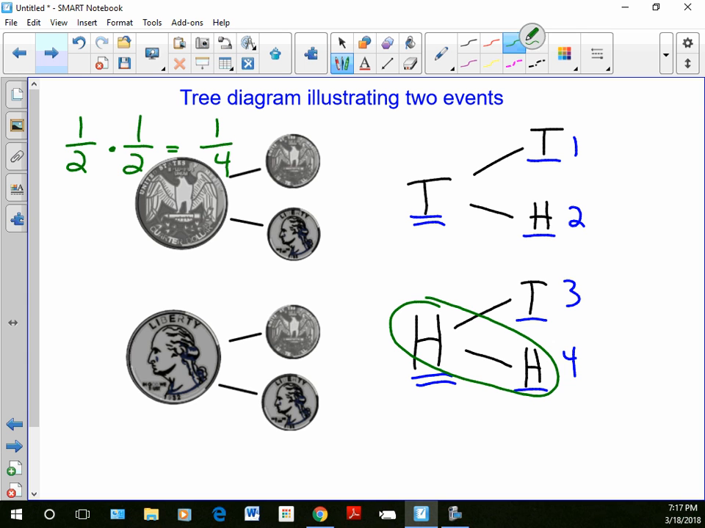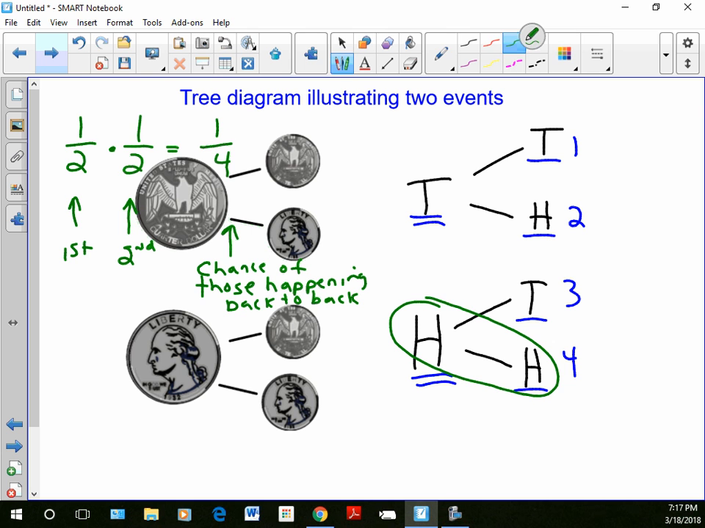We flip the coin twice because this represents the first time. This would represent the second time. This would represent the chance of those happening back to back. It's a 1 in 4 chance. It's the only time we can get heads and heads. 1 in 4. That's it. Okay? Now, hopefully that wasn't too confusing. Let's look at some more examples.